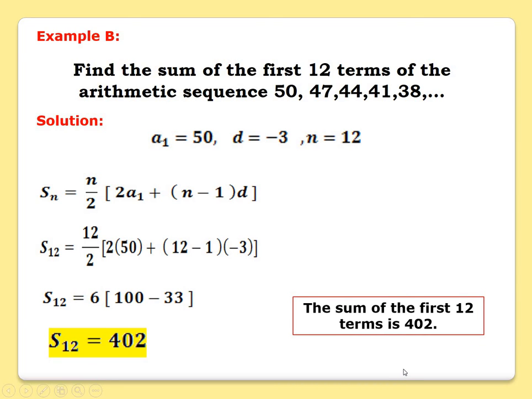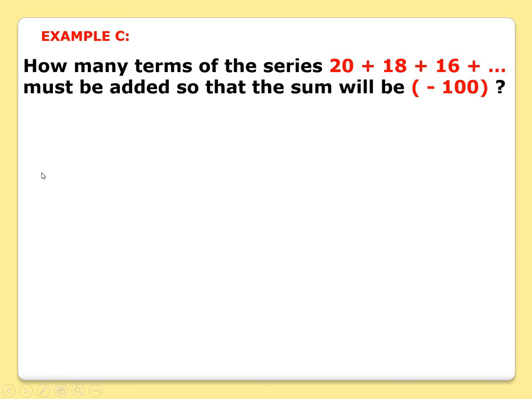Conclusion: the sum of the first 12 terms of the arithmetic sequence 50, 47, 44, 41, 38 is equal to 402. Let's have example C. How many terms of the series 20 plus 18 plus 16 plus so on must be added so that the sum will be negative 100? In here, let's have the given.